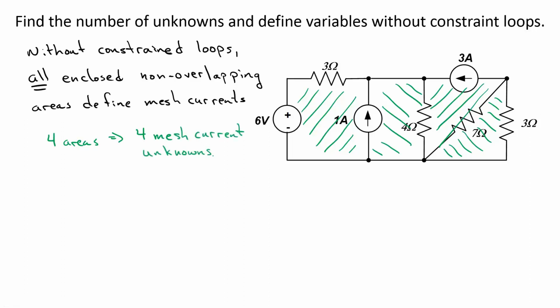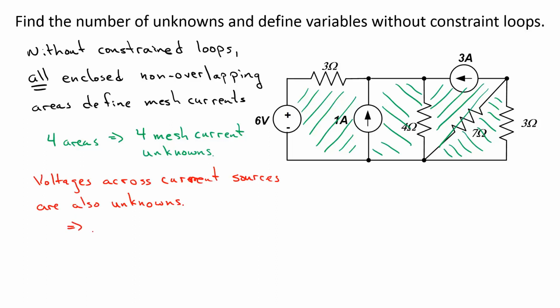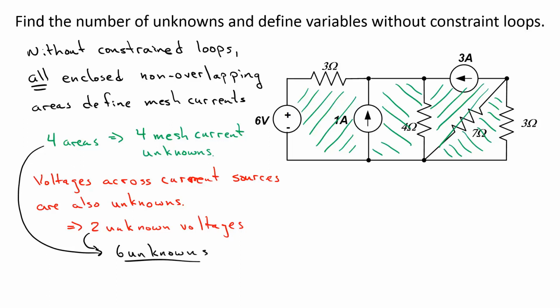In the process of doing this, though, we've also created unknown voltages across current sources. We have 2 current sources, so that will result in an additional 2 unknown voltages. So adding up all of these unknowns means that we'll actually have 6 unknowns, and we have to write 6 equations to solve for those unknowns. Now let's actually define variables to correspond to these unknowns.